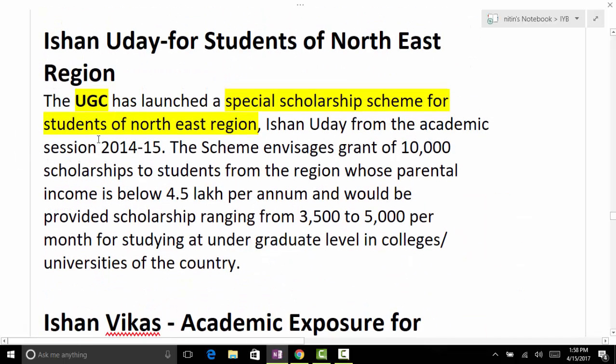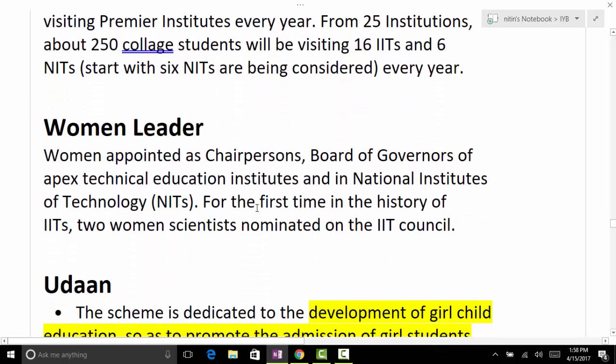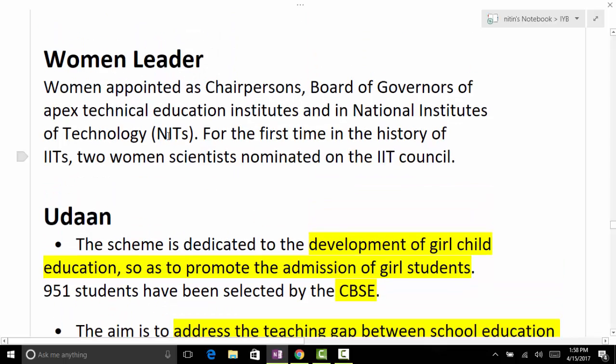What is Ishan Uday? Scholarship, they take admission so that their studies get financed by the state. Now when they get admission and their studies are being financed, they need exposure with other institutions of excellence, for example IITs, NITs, IISER. In women literacy, now they are trying to appoint more and more women in these institutions of higher education. For example, all these.